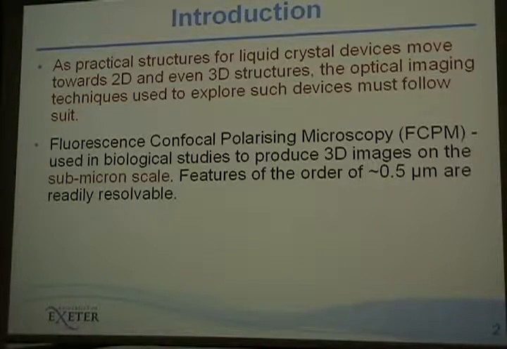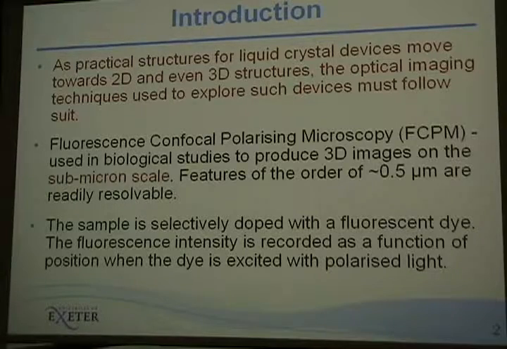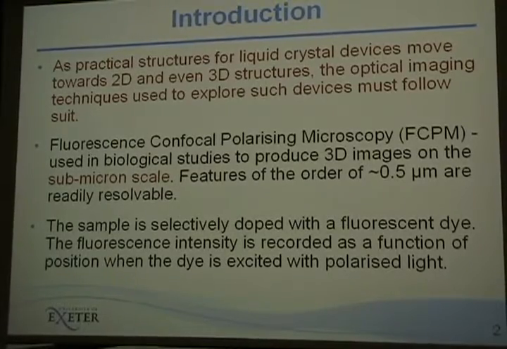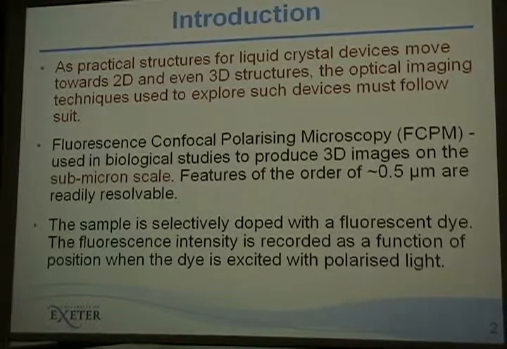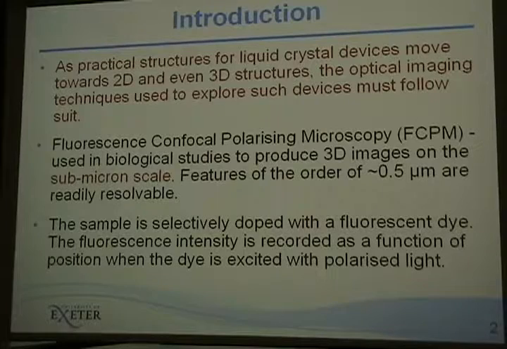So the technique we're using is fluorescent confocal polarising microscopy. We've had a few talks today mentioning this. Lisa Hurst earlier talking about their visual applications in biological studies, and also in the previous talk as well highlighting some of the features. The key thing is that we can image structures on a sub-micron scale, so we're talking around 0.5 microns or so, and these are quite readily resolvable, and why we're interested in using these for our liquid crystal structures. In these structures, we've selectively doped the liquid crystal we're using for very low concentrations, so we're talking 0.01% of a fluorescent dye, and by recording the fluorescence intensity as a function of position, when we excite the dye with polarized light, we can then actually determine the director's structure.